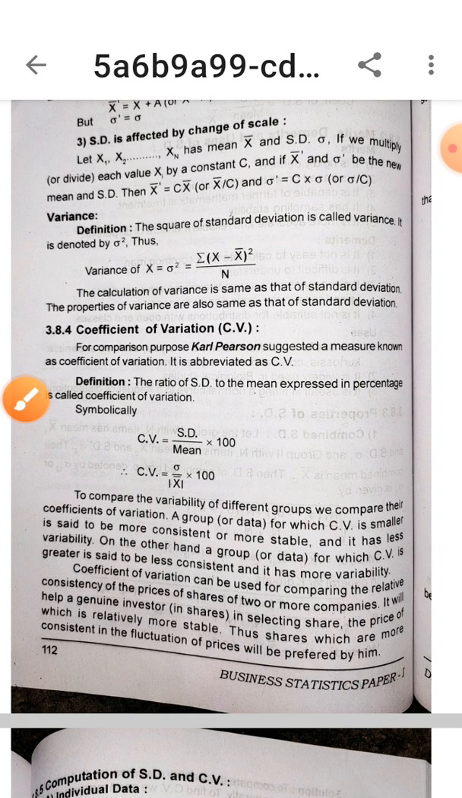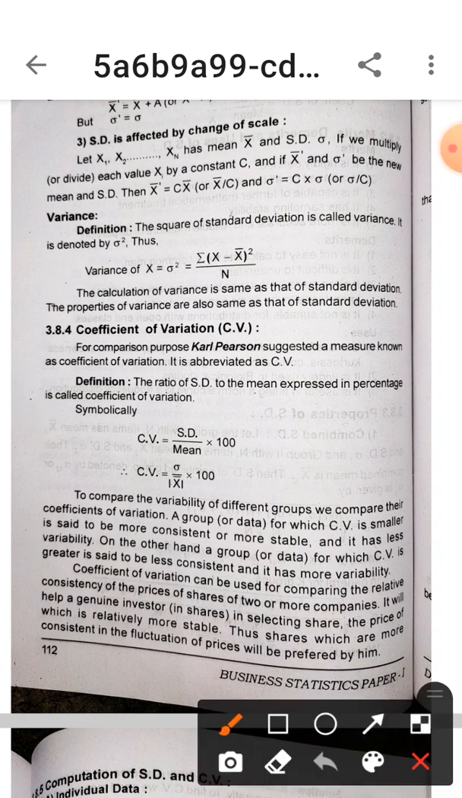Then coefficient of variation is also discovered by Karl Pearson and suggested a measure known as coefficient of variation. It is abbreviated by CV. Okay, that's a short form, काय आहे बघा, CV आहे. Okay, the definition बघा, the ratio of SD to mean expressed in percentage is called as coefficient of variation. हा त्याचा रेशो आहे एस डी टू मीन, आणि हा कशात एक्सप्रेस करतात, पर्सेंटेज मध्ये, म्हणून त्याला मल्टिप्लाय बाय 100 करतात.